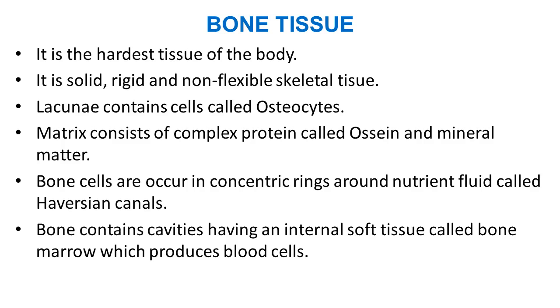If you look at the image of bone under the microscope, we can see the cells arranged in concentric rings, which are referred to as Haversian canals. Bone also contains certain cavities having an internal soft tissue called bone marrow, which is going to produce the new cells which are called blood cells.